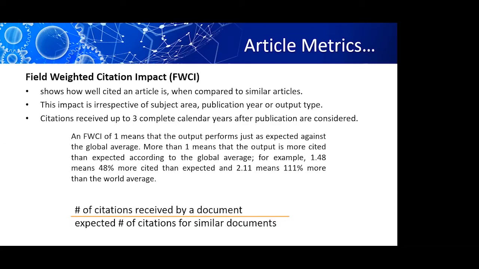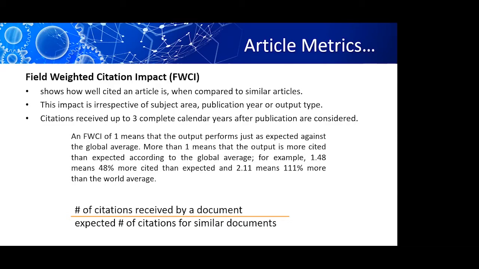Now I am moving to the next metric, that is field weighted citation impact. That is FWCI, a very popular and widely used metric nowadays. This shows how well cited an article is when compared to similar articles. So this FWCI citation impact metric and score you can find in the Scopus database, particularly in the SciVal database.